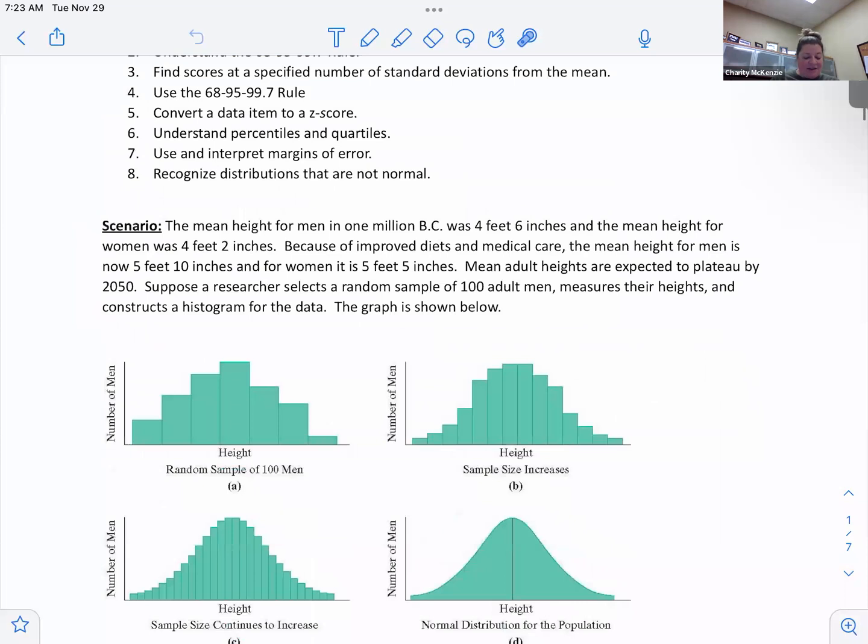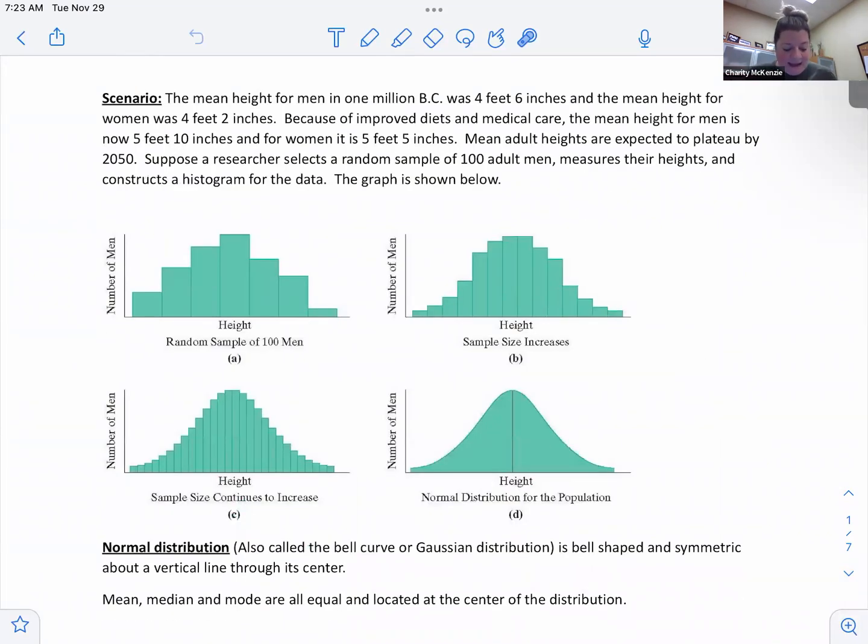But let's look at these graphs I have down here. Okay, this says the mean height for men in 1 billion BC was 4 feet 6 inches. The mean height for women was 4 foot 2 inches. Because of improvements in diet and medical care, the mean height for men is now 5 foot 10 inches and for women 5 foot 5 inches. Mean adult heights are expected to plateau by 2050. Suppose a researcher selects a random sample of 100 men, measures their heights, and constructs a histogram for the data.